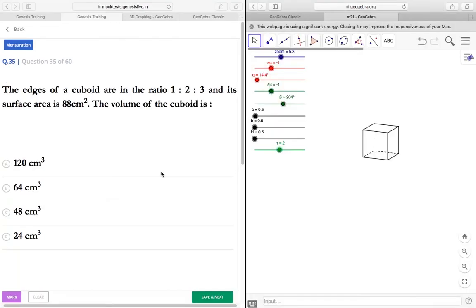Next one. The edges of a cuboid are in the ratio 1:2:3. Its surface area is 88 centimeter square. The volume of the cuboid is? Fine. Now look at the options.